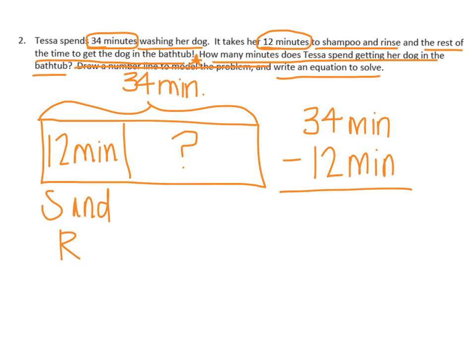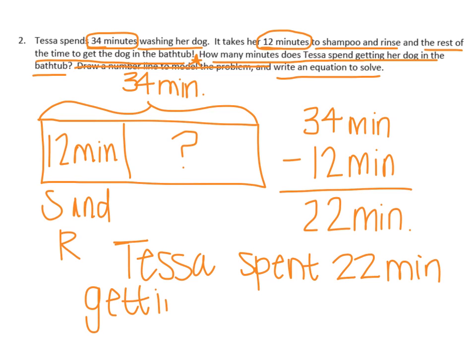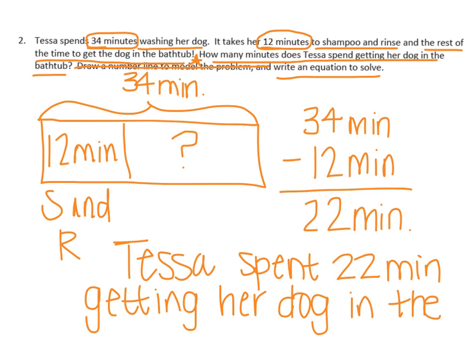So I'm going to start in the ones. 4 minus 2 is 2, and 3 minus 1 is 2. And I'm going to make sure I put my label down there as well. So that means Tessa spent 22 minutes getting her dog in the bathtub.